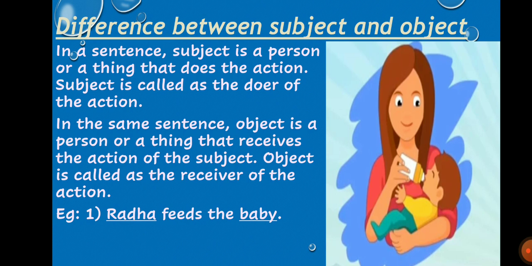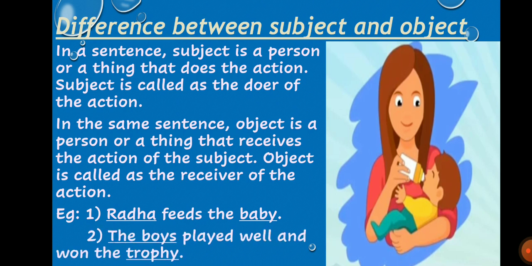Whereas, who is receiving the action over here? Baby. Baby is the receiver of the action. So hence, baby is the object over here. Now, in the second example, the boys played well and won the trophy. So, here we can see what is the action being done over here? Played. So, who is doing the action of playing? Boys. So, hence, boys is the subject, as subject means the doer of the action.